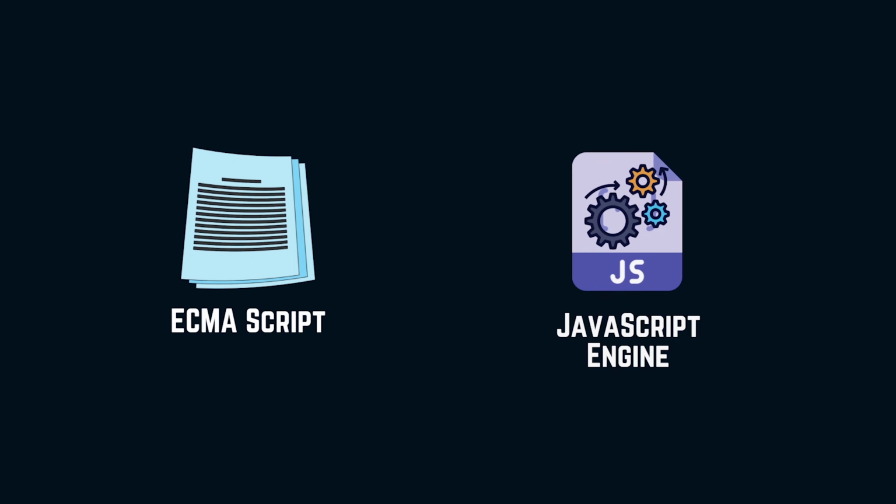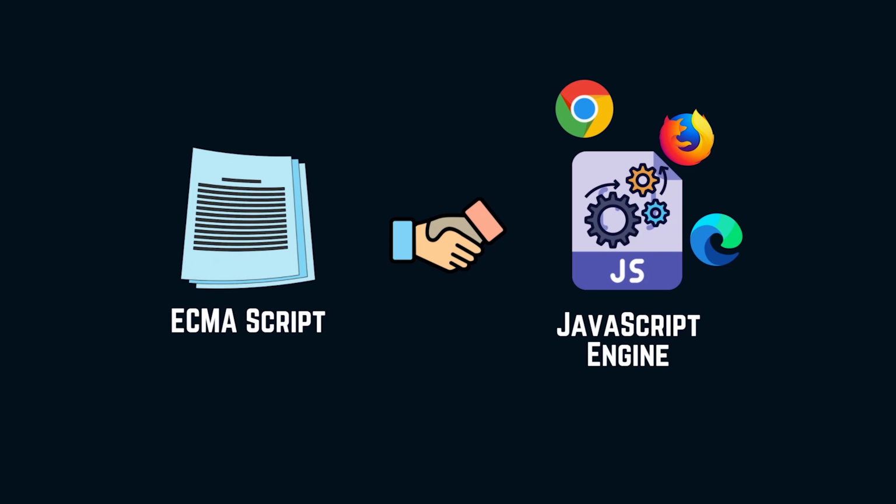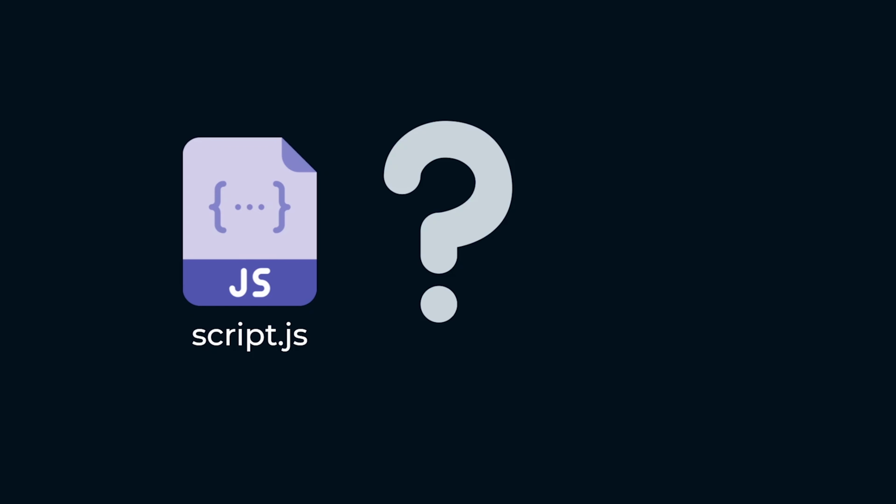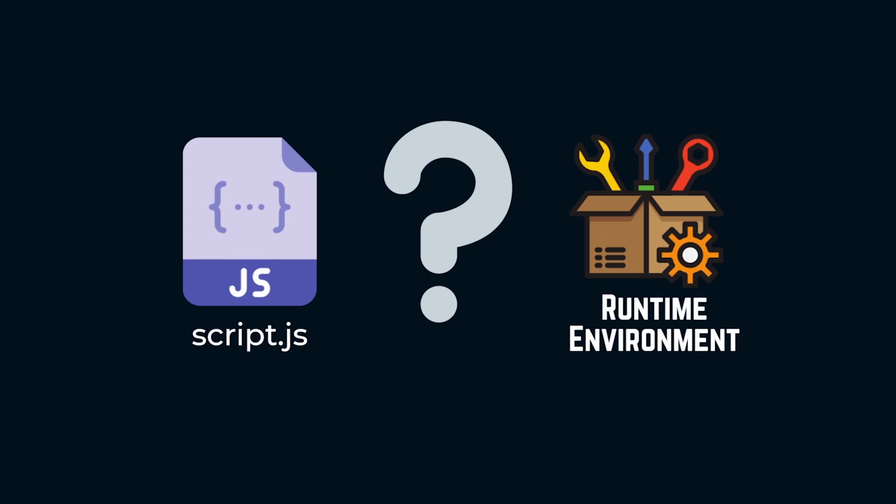First, you should know the relation between ECMAScript and the JavaScript engines provided by different web browsers. Suppose you have got a JavaScript file, say script.js. Where do we run it? We need a platform or an environment to execute the program, often called a runtime environment.